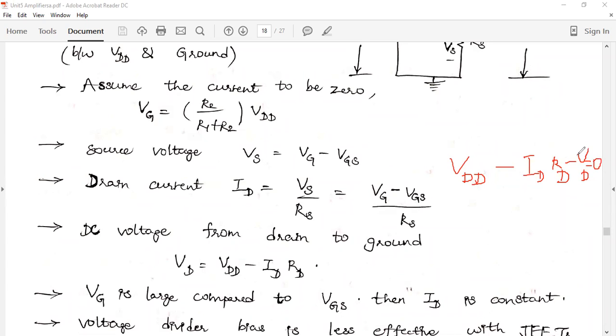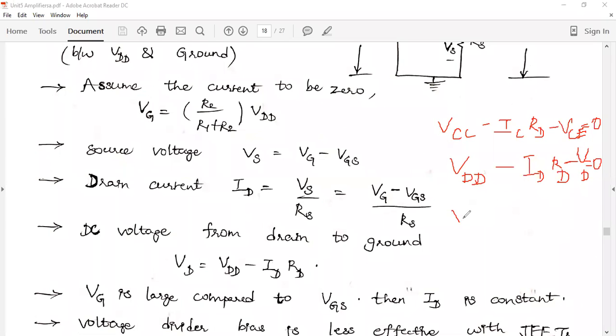Similar to VCC is equal to IC RC minus VCE, the equation we have seen in BJT, that same equation is like this one. VDD minus ID RD minus VD is equal to 0. This is the KVL equation.